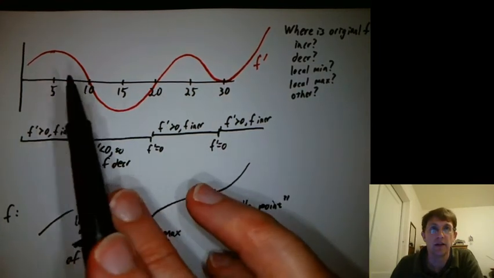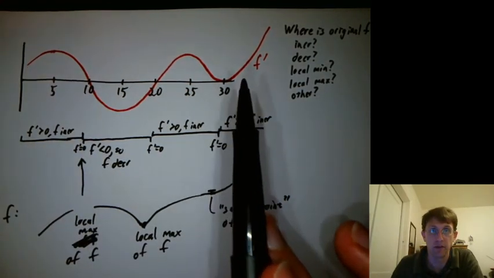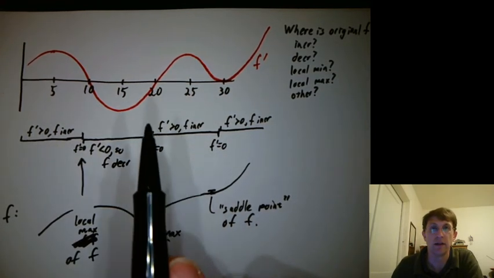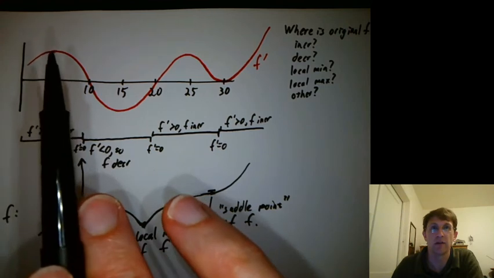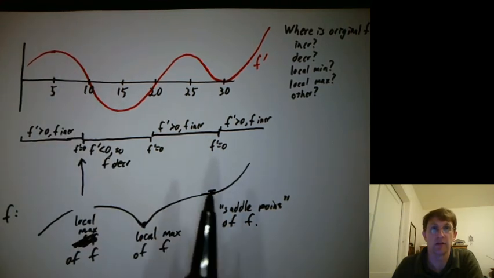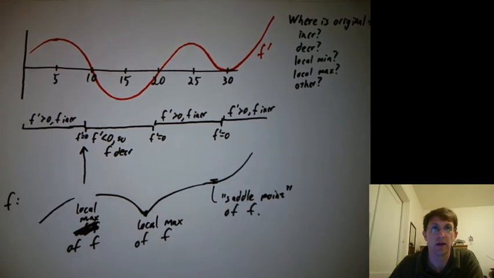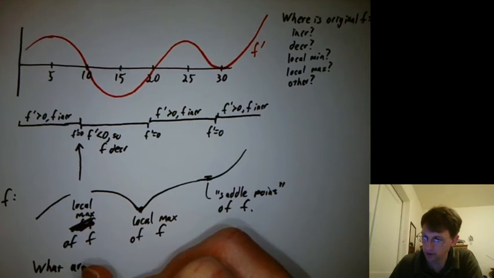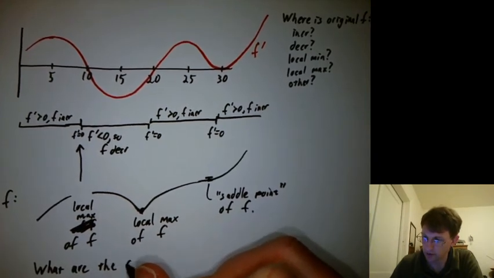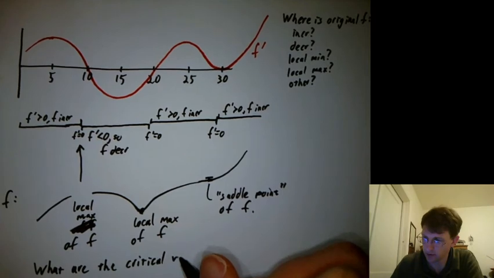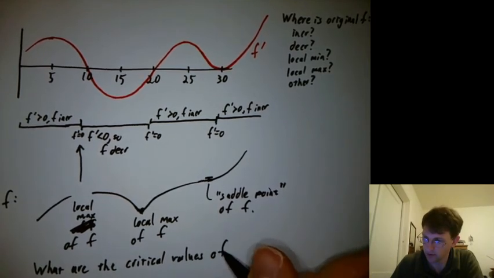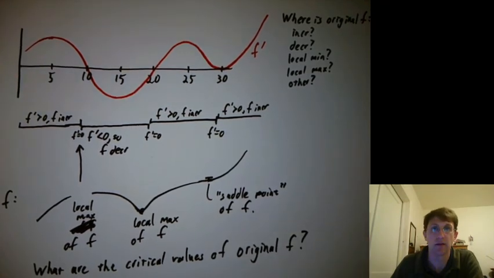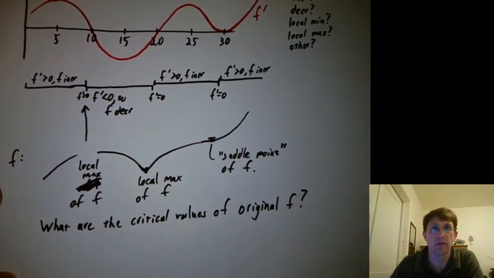So taking a graph of the derivative, using that to figure out where the original is increasing and decreasing, not getting confused about where the derivative is increasing or decreasing, or has a local min or local max. One other quick question here. What are the critical values of the original function? Take a sec to think about that.